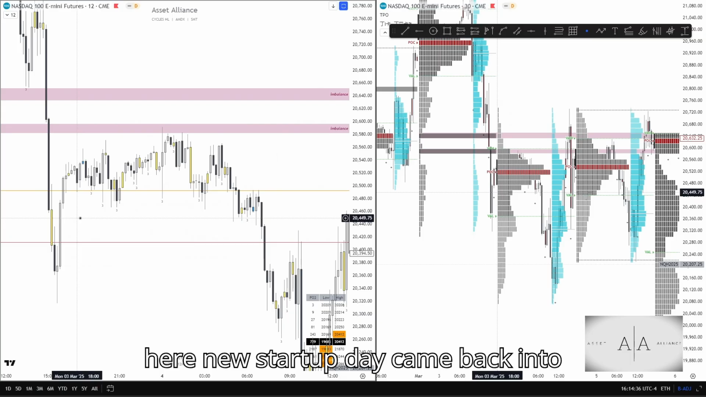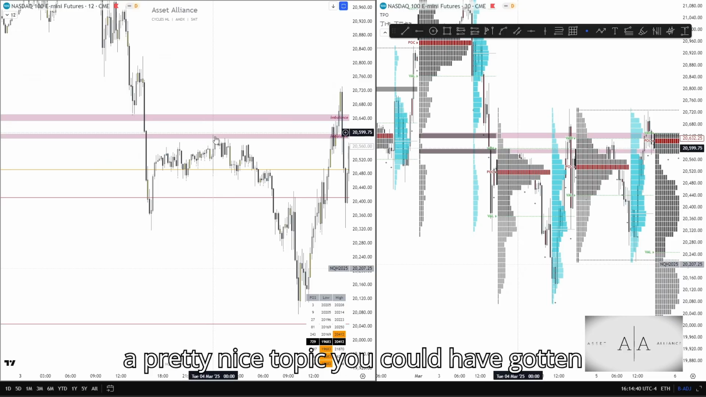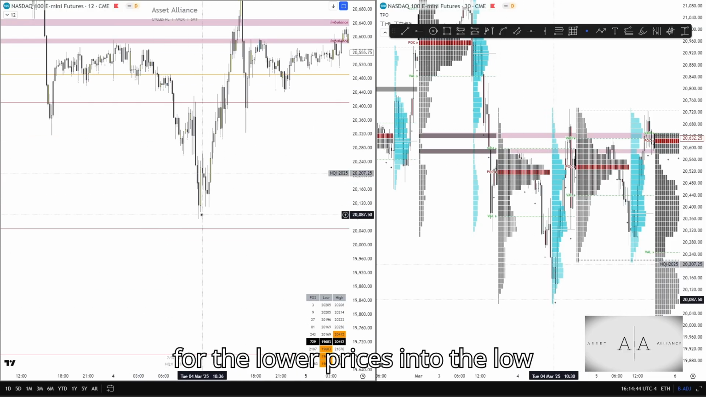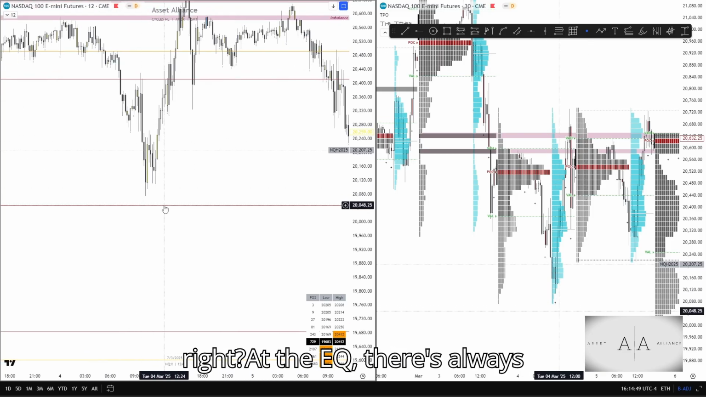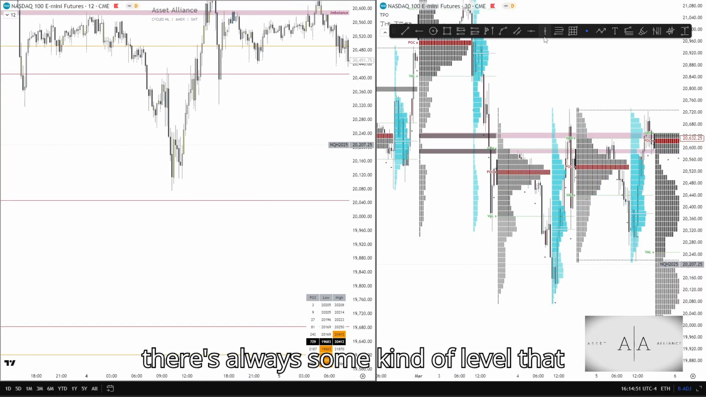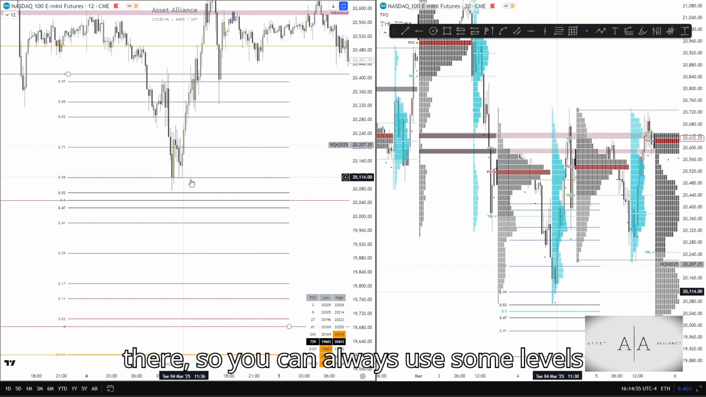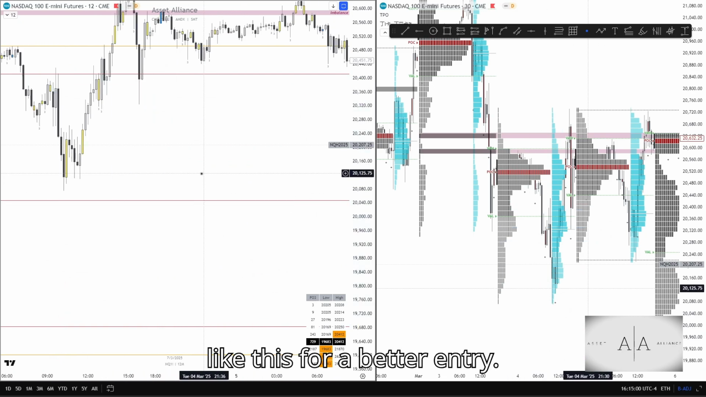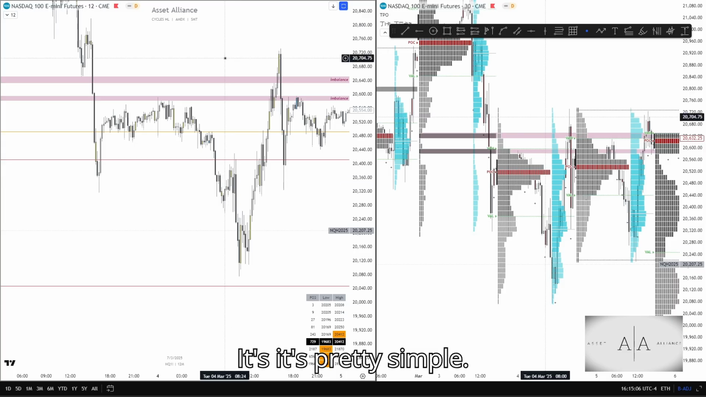So here, the new start of day came back into imbalance for then lower prices. This was a pretty nice top take you could have gotten for then lower prices into the EQ, right? At the EQ, there's always some kind of level that you can use right there. So you can always use some levels like this for a better entry. Me, I would have had this important low right behind the tag for higher prices. It's pretty simple.